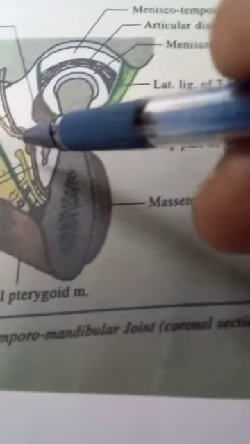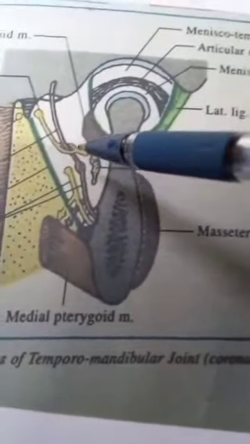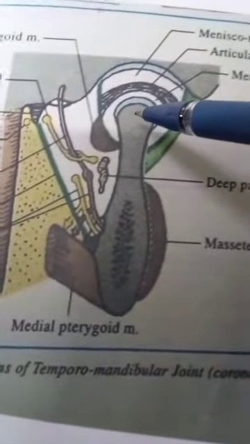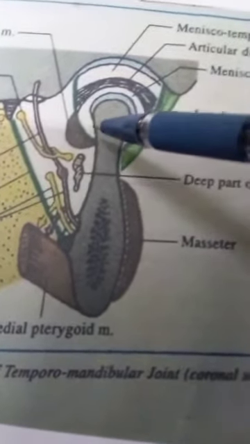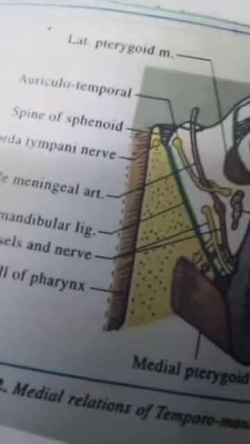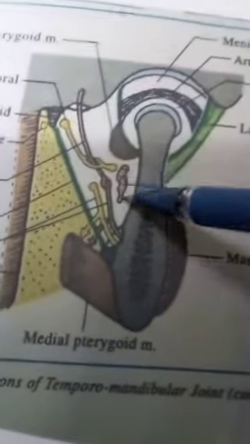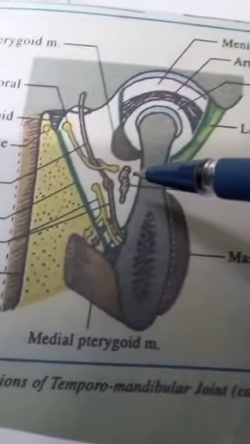Laterally, this ligament, the sphenomandibular ligament, is separated from the neck of the mandible by the lateral pterygoid muscle, auriculotemporal nerve, maxillary vessels, inferior alveolar vessels and nerve, and a part of the parotid gland.